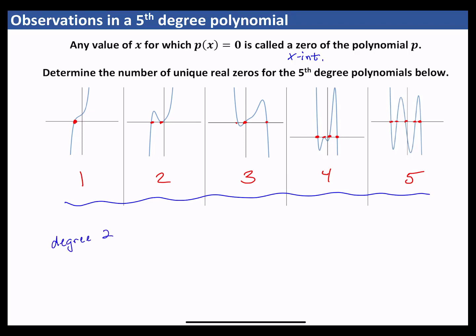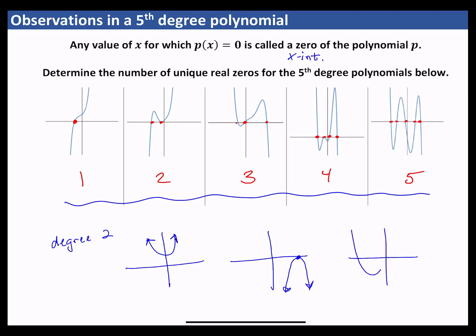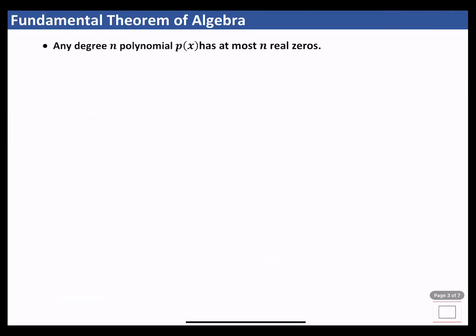We know that quadratics can have either 0 x-intercepts, 1 x-intercept, or 2 x-intercepts. Right? So a degree 2 polynomial could have 0, 1, or 2 real zeros. These generalizations can be applied to all polynomials, and it is called the fundamental theorem of algebra. Namely, any nth degree polynomial p of x has at most n real zeros.